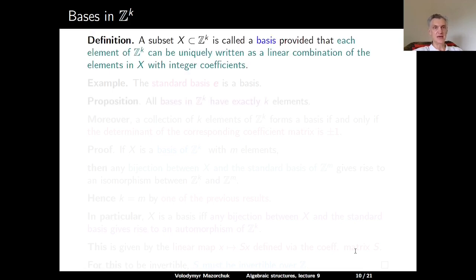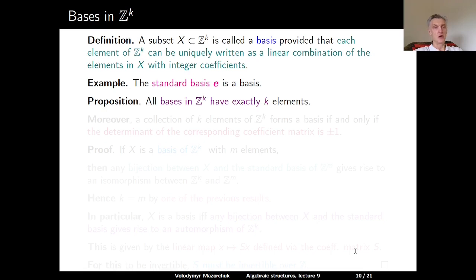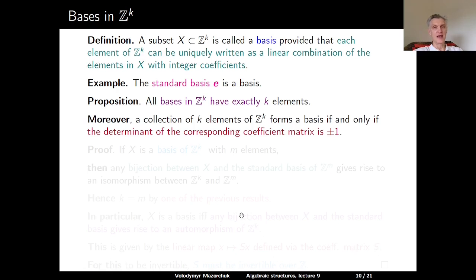Definition: a subset X in Z^k is called a basis, provided that each element of Z^k can be uniquely written as a linear combination of the elements in X with integer coefficients. So for example, the standard basis bold E is a basis of Z^k. Proposition: all bases in Z^k have exactly k elements. Moreover, a collection of k elements of Z^k forms a basis if and only if the determinant of the corresponding coefficient matrix is plus or minus 1.